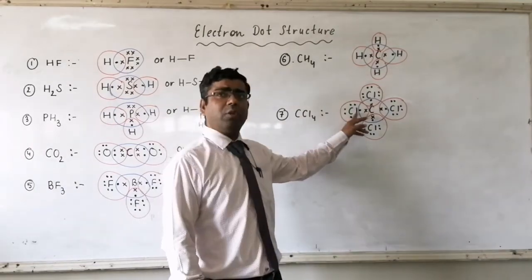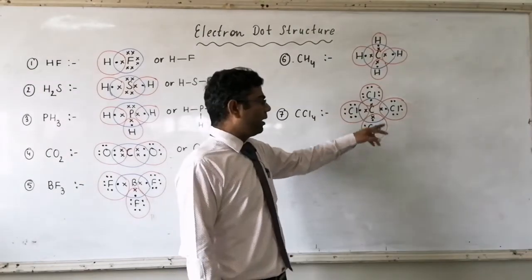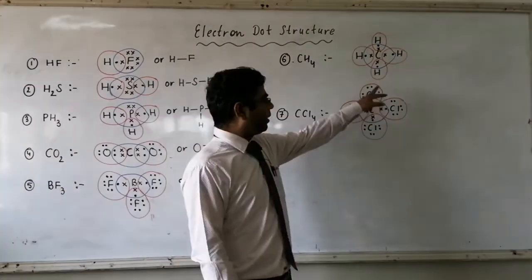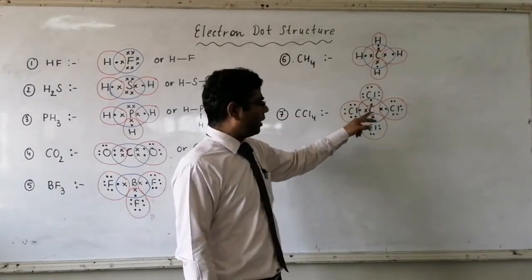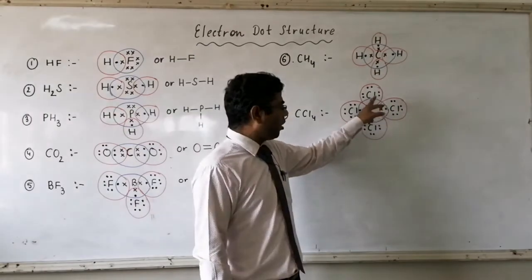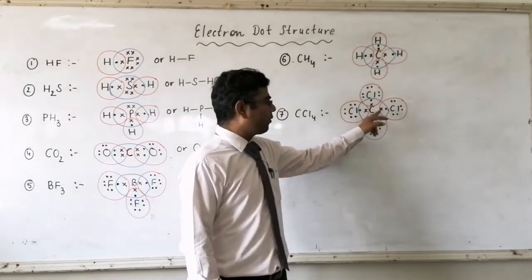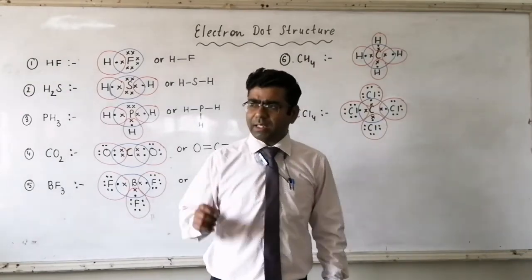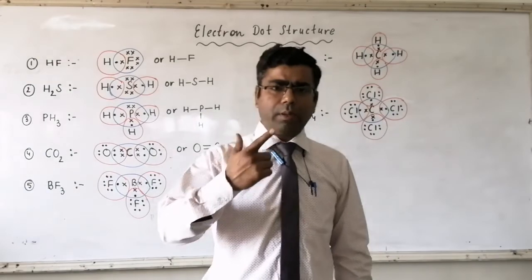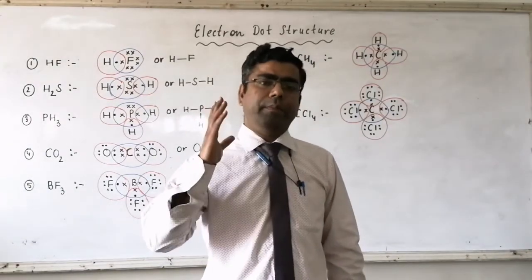So here, electron of chlorine, electron of carbon, and so on for each of the four chlorine atoms. Here is octet completion for each chlorine, and here is octet completion of the carbon atom. You can count 1, 2, 3, 4, 5, 6, 7, and 8. As each atom is contributing one electron, there will be formation of a single bond between carbon and chlorine.